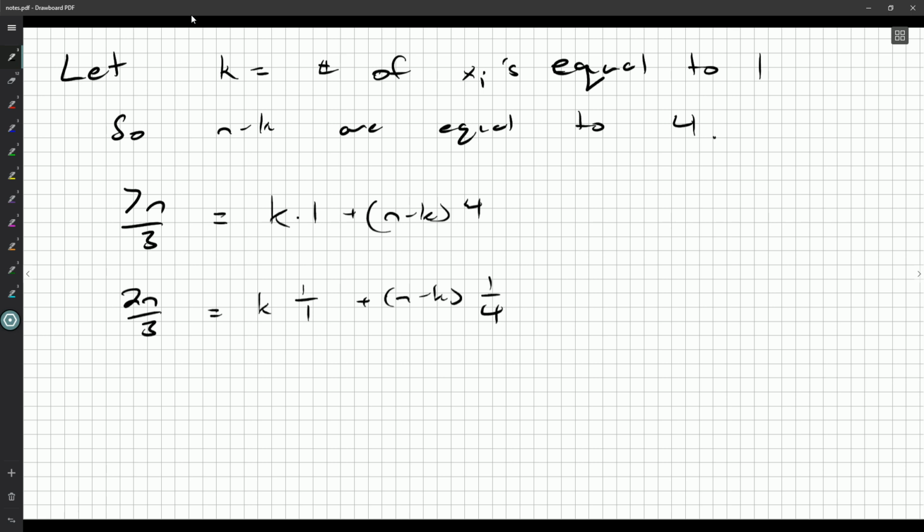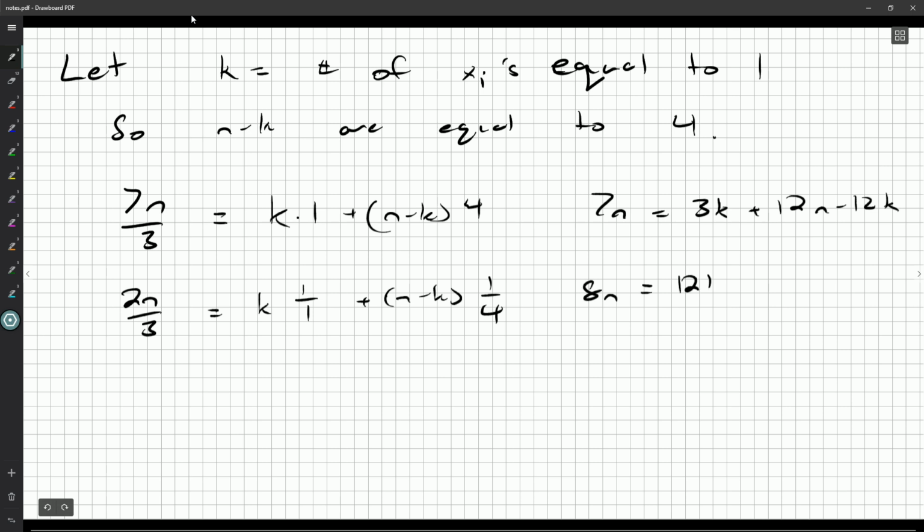All right, multiply both equations by 3 at least. So 7n is 3k plus 12n minus 12k. And down here, multiply by 3 and 4, I guess. So 8n is 12k plus 3n minus 3k. So 7n is 12n minus 9k. Or I guess 9k is 5n.